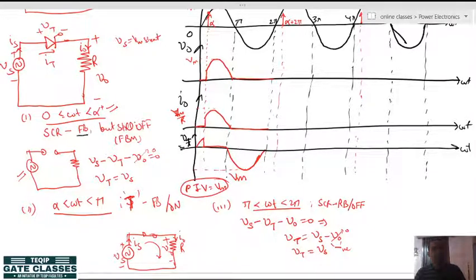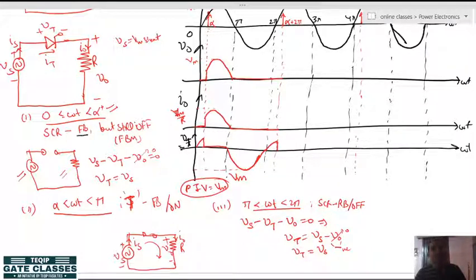Okay. Now, if you again see 2 pi to alpha plus 2 pi, again it is equal to 0 to alpha, same instant. So, again the SCR is forward biased, but since no gate pulse is provided to the SCR, the SCR will remain in forward blocking mode, hence the circuit will be like this. Hence again the output will be 0, load current will be 0, and thyristor will have a forward blocking voltage of positive sine wave, positive Vm sin omega t, like this.